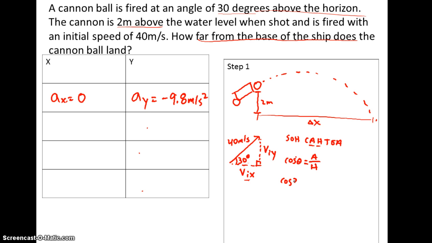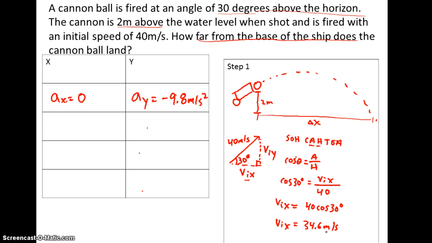So cos of 30 degrees, sub in all my values. My adjacent side is Vix. My hypotenuse is 40. So to get Vix all by itself, I multiply both sides by 40. This gives me 34.6.